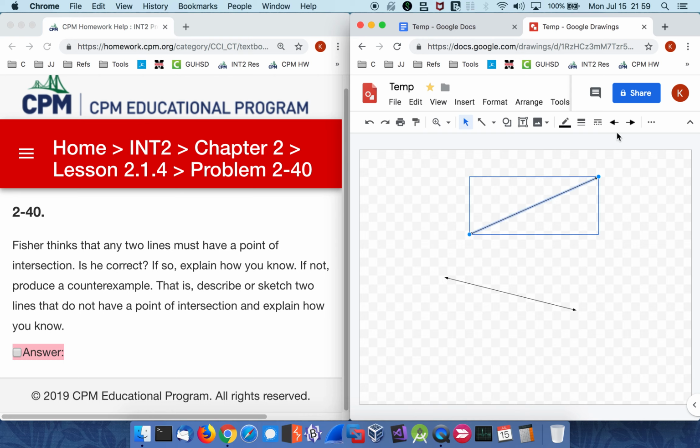I don't know if you can really see those arrows. Can you see those arrows? How do I make those arrows bigger? Ah, there we go. That's kind of too big now. All right, there we go.